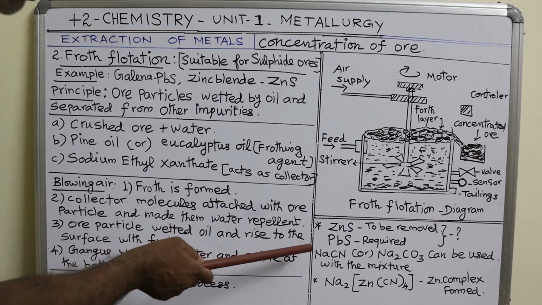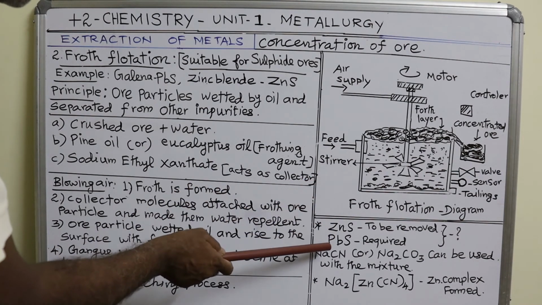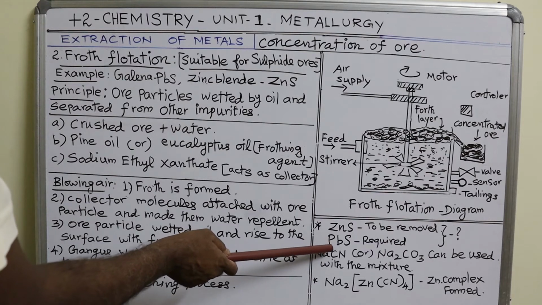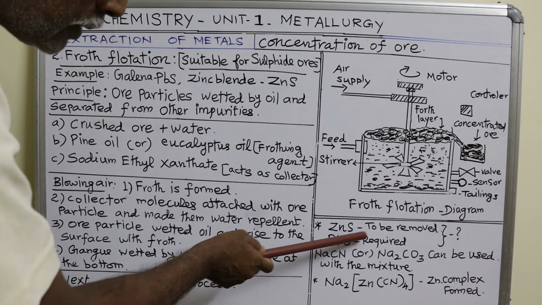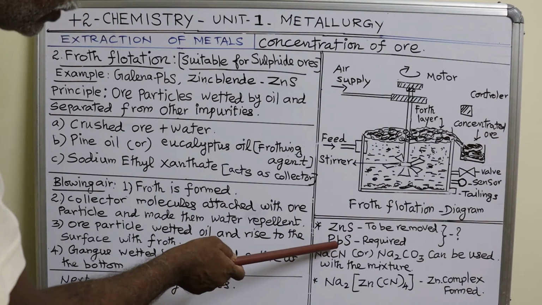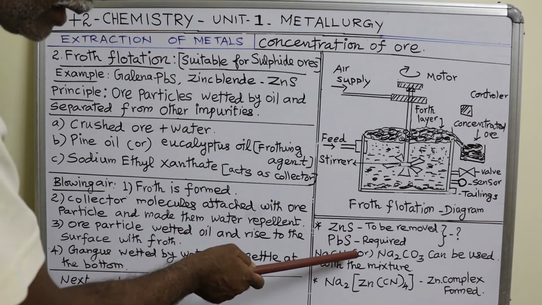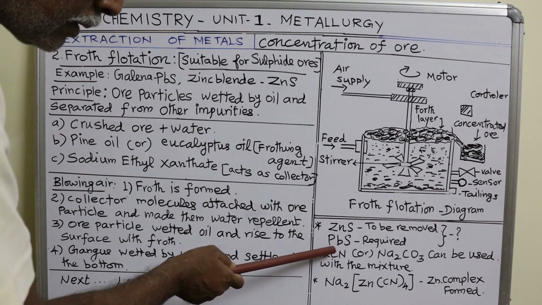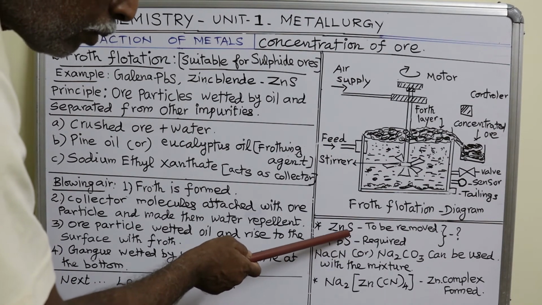But you can ask a question: suppose there is more than one sulphide ore in the mixture, how can we concentrate the particular sulphide ore we need? Here, for example, ZnS is a sulphide ore, and in the same mixture we have PbS also. So galena as well as zinc blende are both mixed here. In that case, when we want the PbS, the galena ore, to be concentrated, then how do we remove this ZnS?